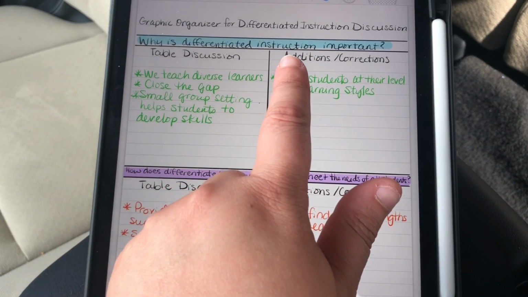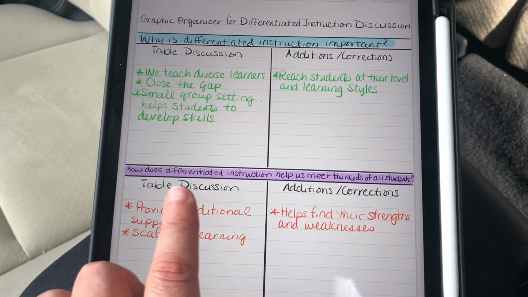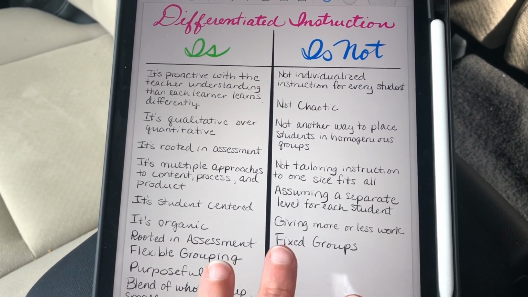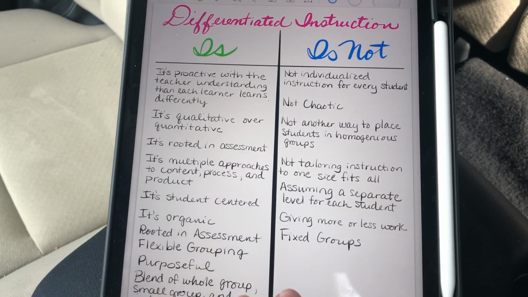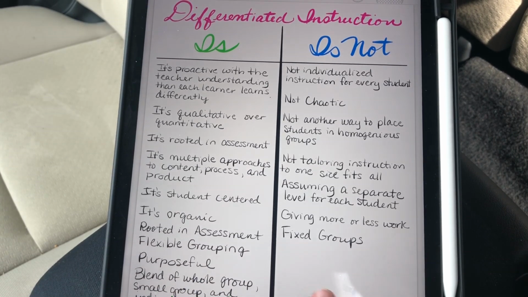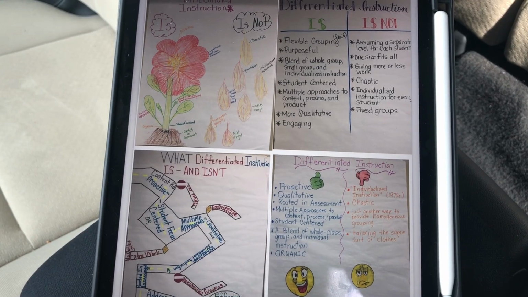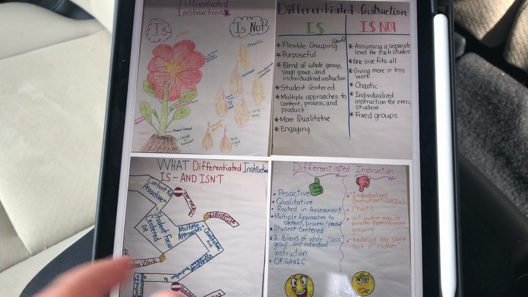Why is differentiated instruction important? And how does differentiated instruction help us meet the needs of all students? Then we created a chart, which is what it is and what it isn't. And every single group created one of those posters that you see there, an anchor chart.